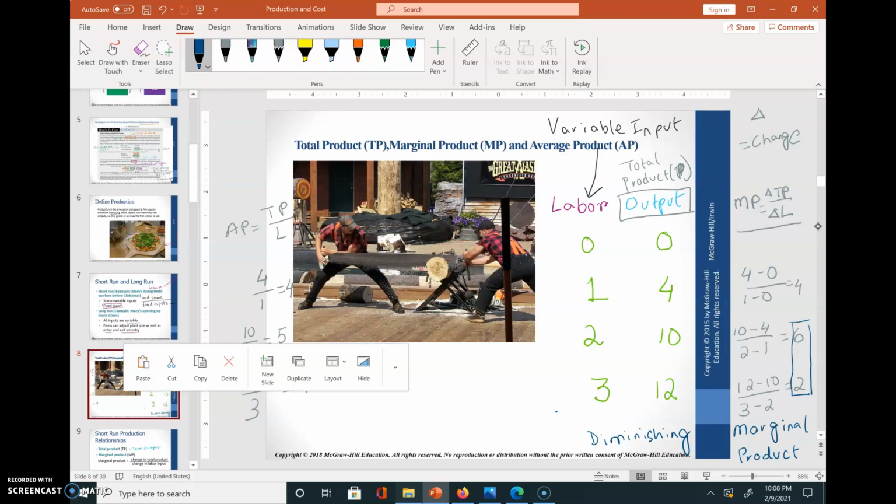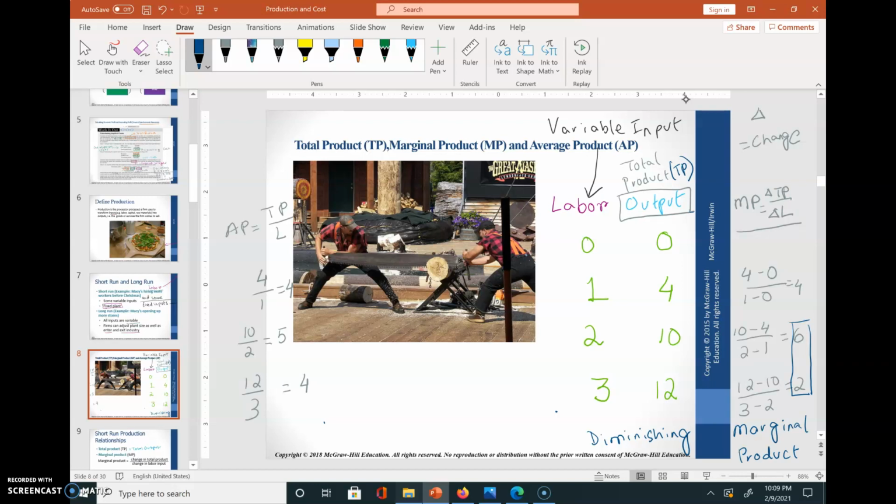Now take a look at this slide here. All these pictures are from Open Economic Resources. So here we have two lumberjacks and this is a 2-person saw. This is cutting trees. So my variable input here is labor and this is my output. The output is also defined as total product, and that is abbreviated as TP.